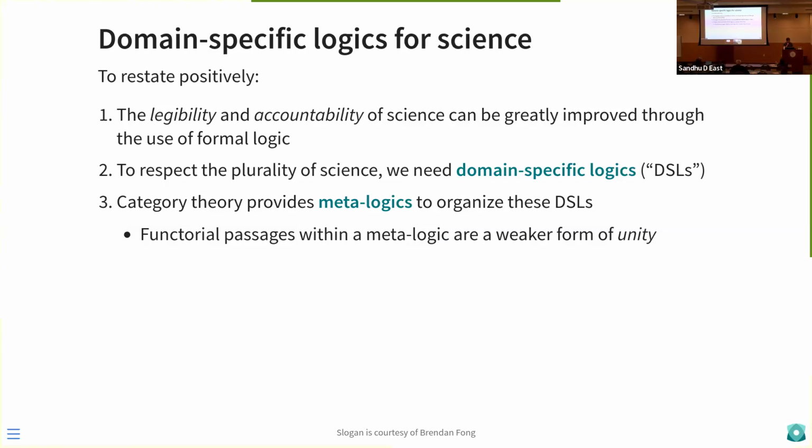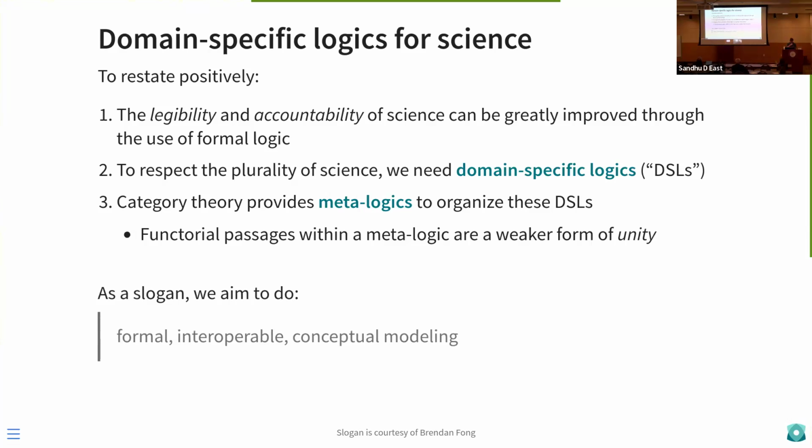To restate this vision in a more positive way, I think there's a lot of room for the legibility, accountability, inclusivity and other aspects of science to be improved by making it more clear through the use of techniques from logic. To respect the plurality of science, this needs to be done using suitable domain-specific logics, logics that are intelligible to people working in particular domains, phrased using the concepts and language that they find intuitive and natural in their subject. In order for this not to be totally disjoint and ad hoc, we want some forms of metalogic to organize at least some of these domain-specific logics. And as a hope, we could obtain perhaps passages or maybe even weaker notions of comparison between logics. So there's perhaps some sense of unity, but nevertheless a lot of diversity.